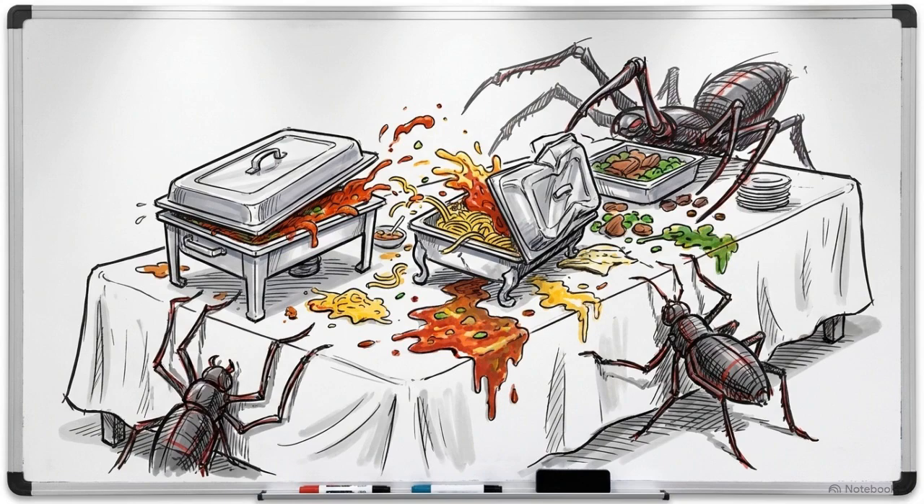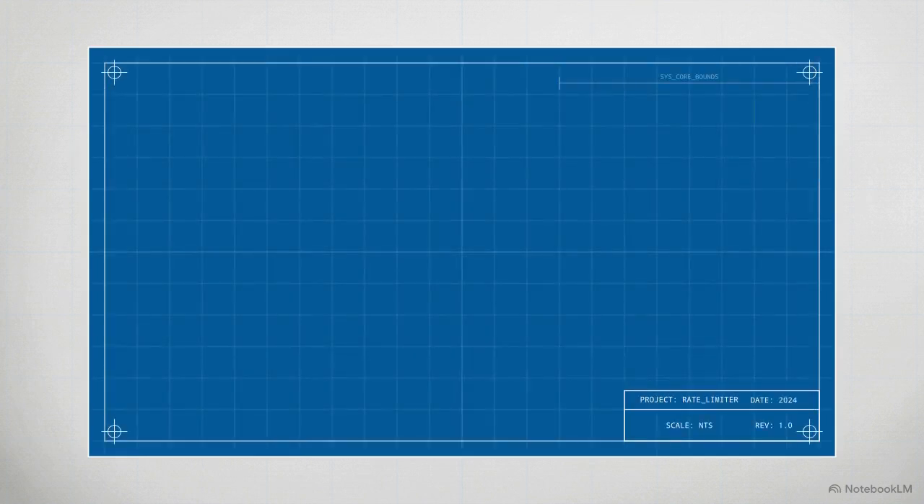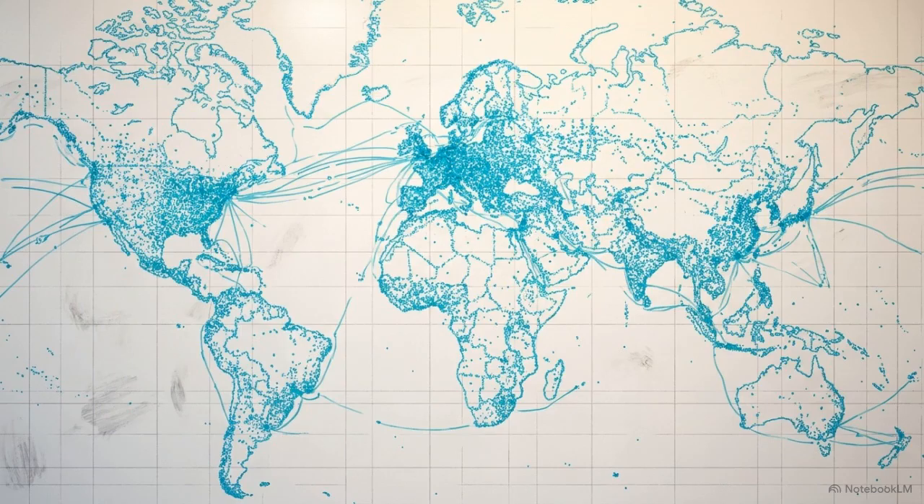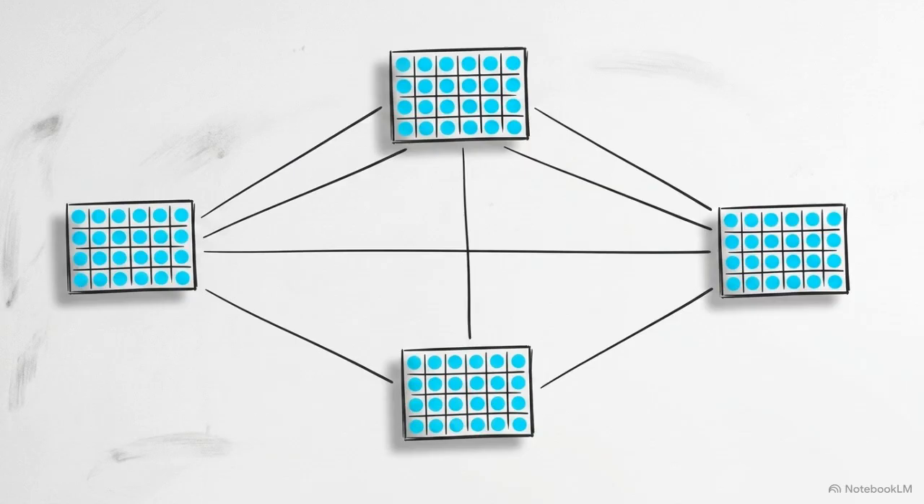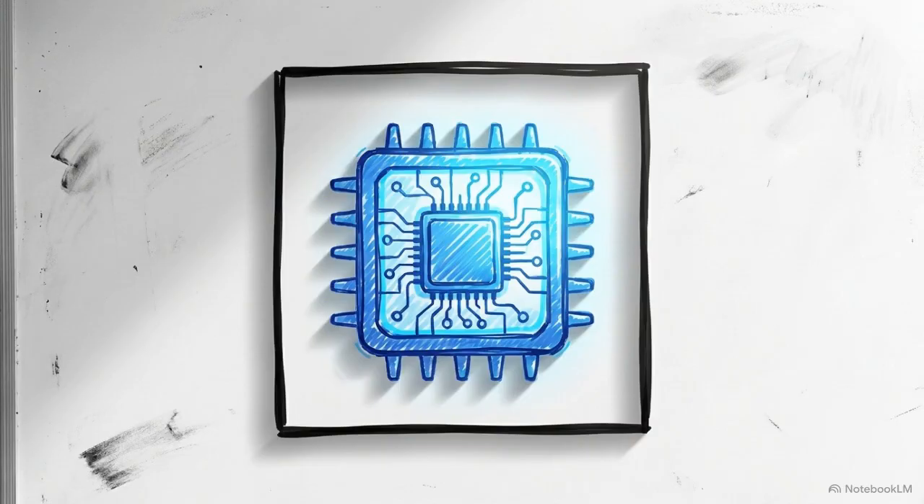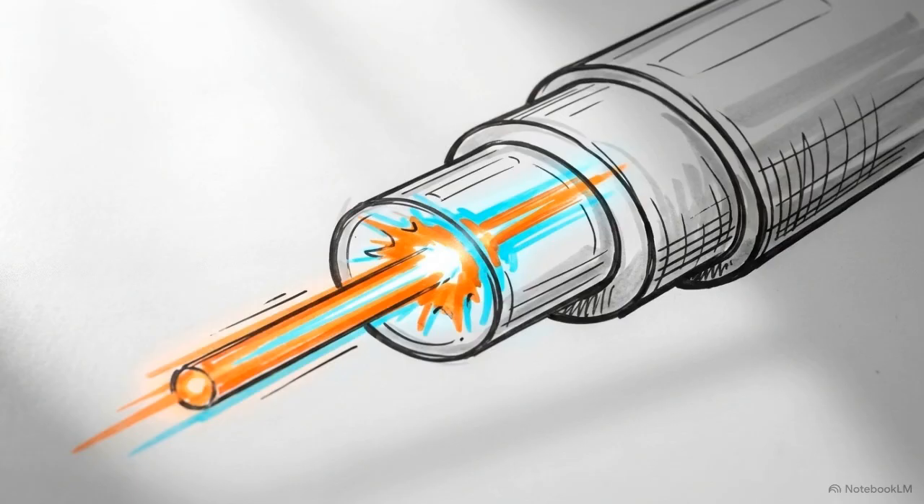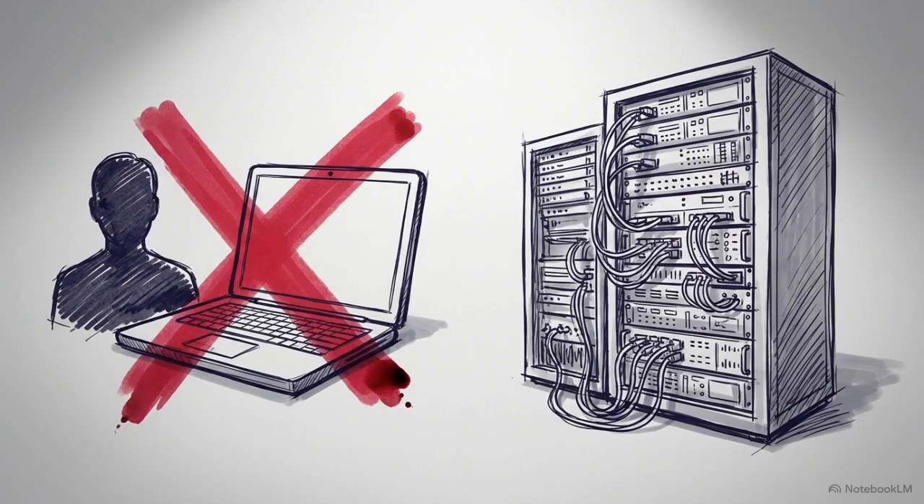Building an effective rate limiter requires strict engineering discipline. The system must accurately track millions of users simultaneously, operate efficiently across distributed environments, use minimal memory, and introduce near-zero latency. The first decision is where to actually put the logic.